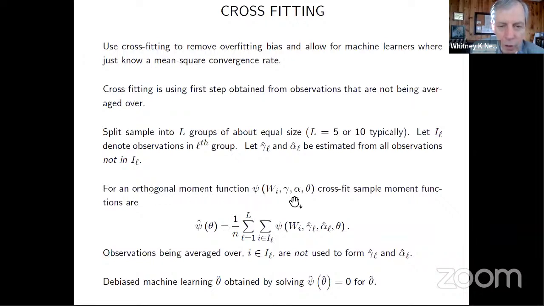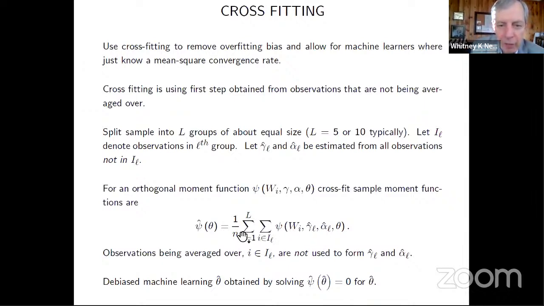Then for an orthogonal moment function, the cross-fit sample moment function looks like this. Take C hat of theta. It's just a sample average. You average across the different groups, and for each group you average over the observations in that group. But the gamma hat and alpha hat are taken from all the other observations.